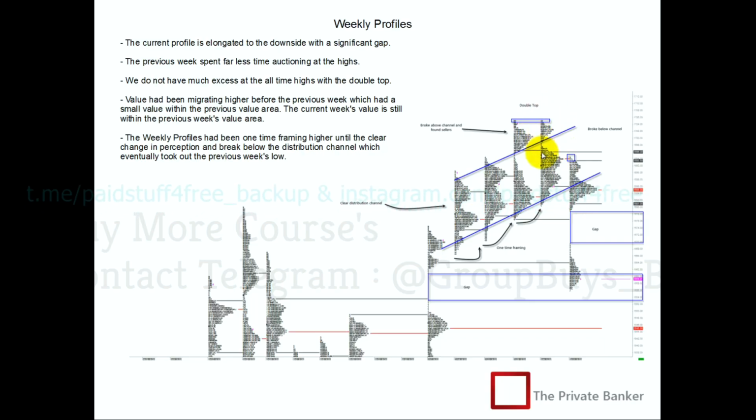So we kind of just balance back in our previous channel here, and finally, the next week we test our previous week's point of control and find rejection there, and test the bottom of the channel, and what happens? We break below it. And what does the market do? It pauses for a while again and balances below the channel. But ultimately, the market ends up gapping down and really just fills in this gap from here.